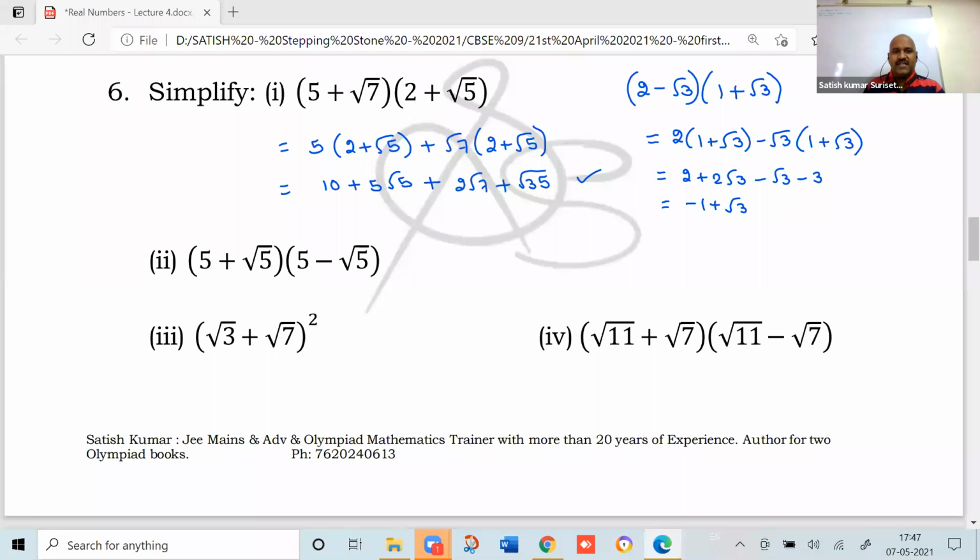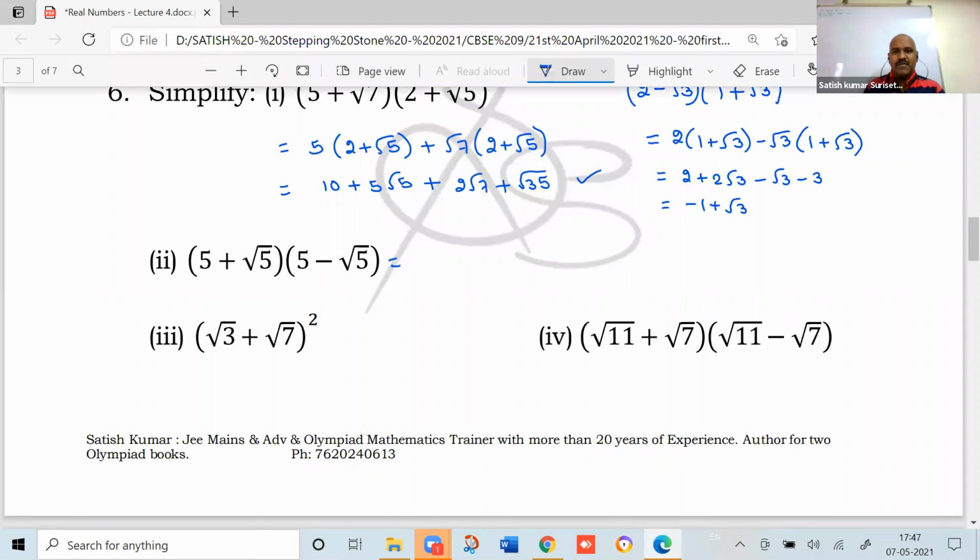So the second bit is (5 + √5)(5 − √5). Here, one method is the same manner as what you have done before. You can do it by multiplying term-wise. Another method, can anybody recognize it here?